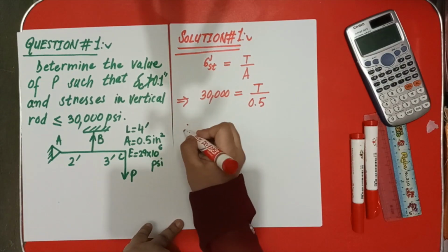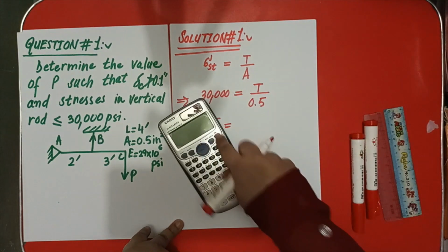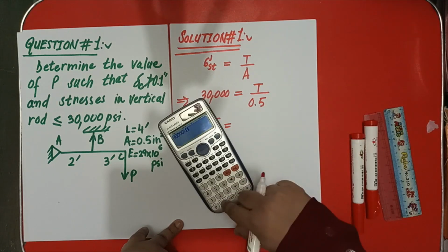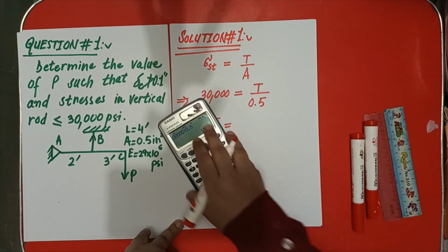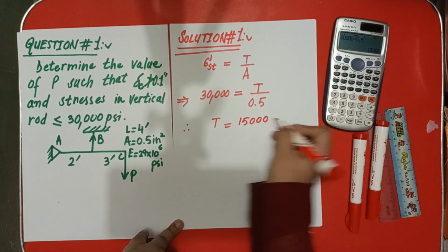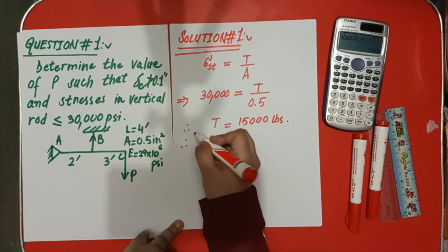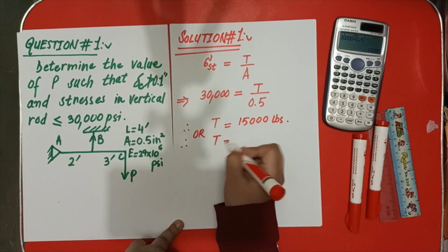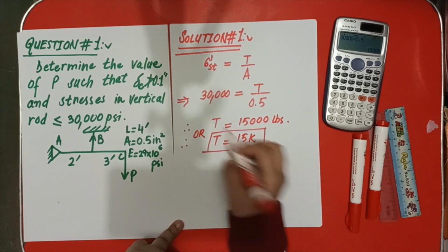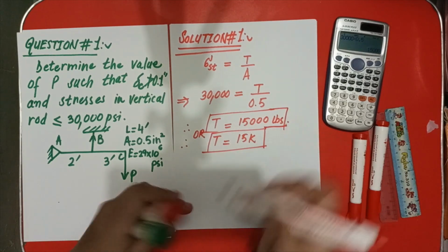I have already told you. So we have to find this value of T from here. What is the value of T coming out to be? At 30,000 multiplied by 0.5, it will be reduced to half. So it is 15,000 pounds, or you can also write T equals 15 kilopounds. So this is the way to find out T.